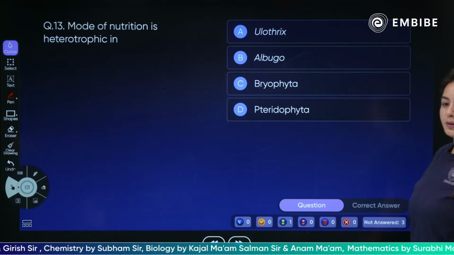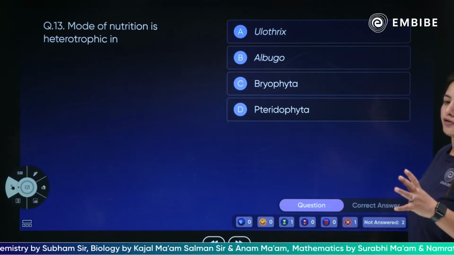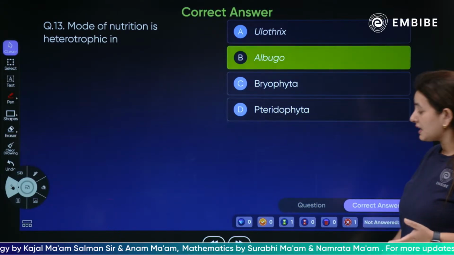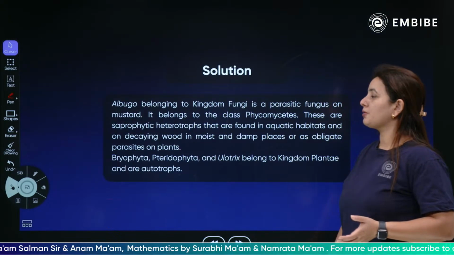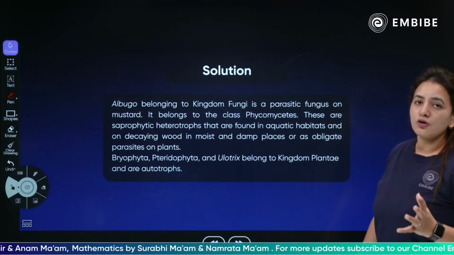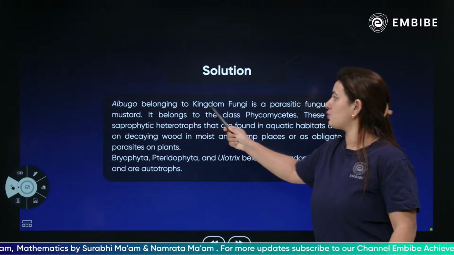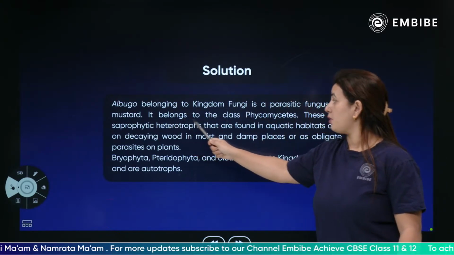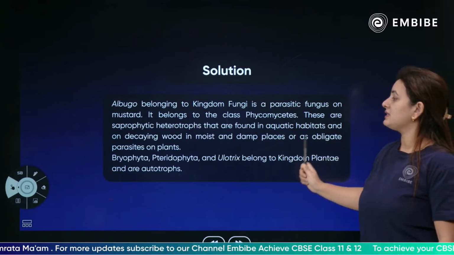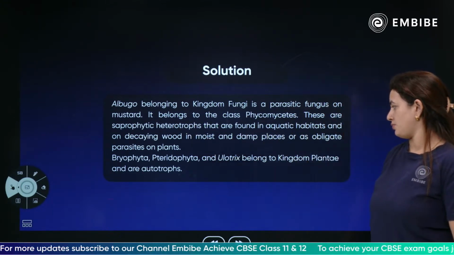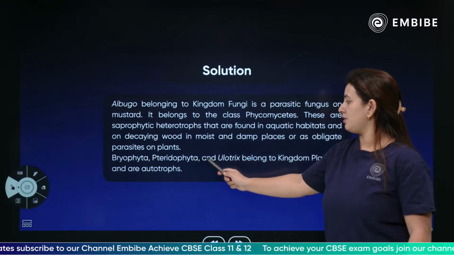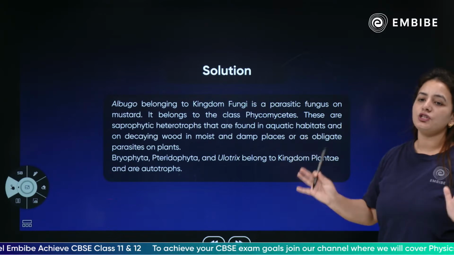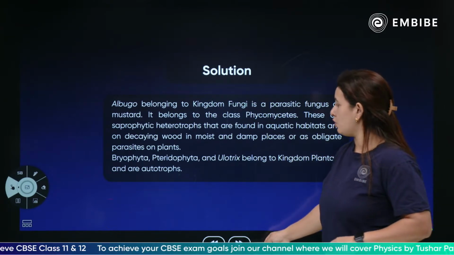The heterotrophic mode of nutrition is a characteristic of fungi, and among them Albugo is a fungus which undergoes heterotrophic nutrition. Albugo belongs to kingdom Fungi. It is a parasitic fungus on mustard and belongs to class Phycomycetes. These are saprophytic heterotrophs. Bryophytes, pteridophytes and Ulothrix all belong to kingdom Plantae, which are absolutely autotrophs.